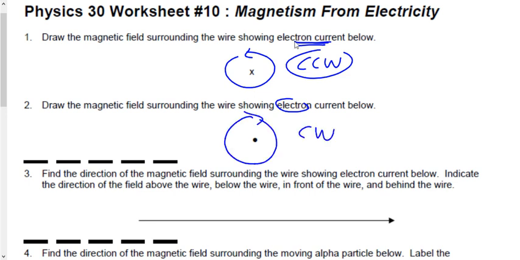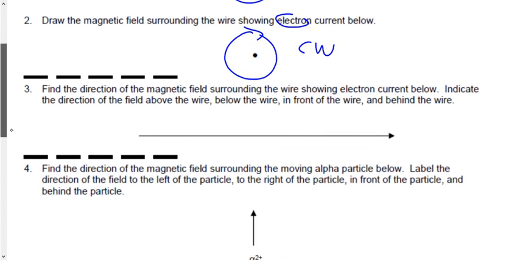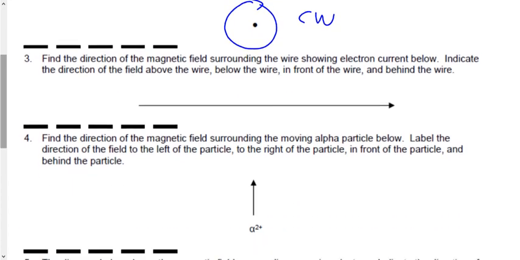Let's take a look at the third one as well while we're at it here, and then we'll leave you with 4, 5, and 6 yourselves. Number 3 says, find the direction of the magnetic field surrounding the wire showing electron current, negative particles, pointing to the right. We'd say thumb to the right. Where are my fingers right now? Where are my fingers right now, Kristen? Not which way are they pointing, but where are they?